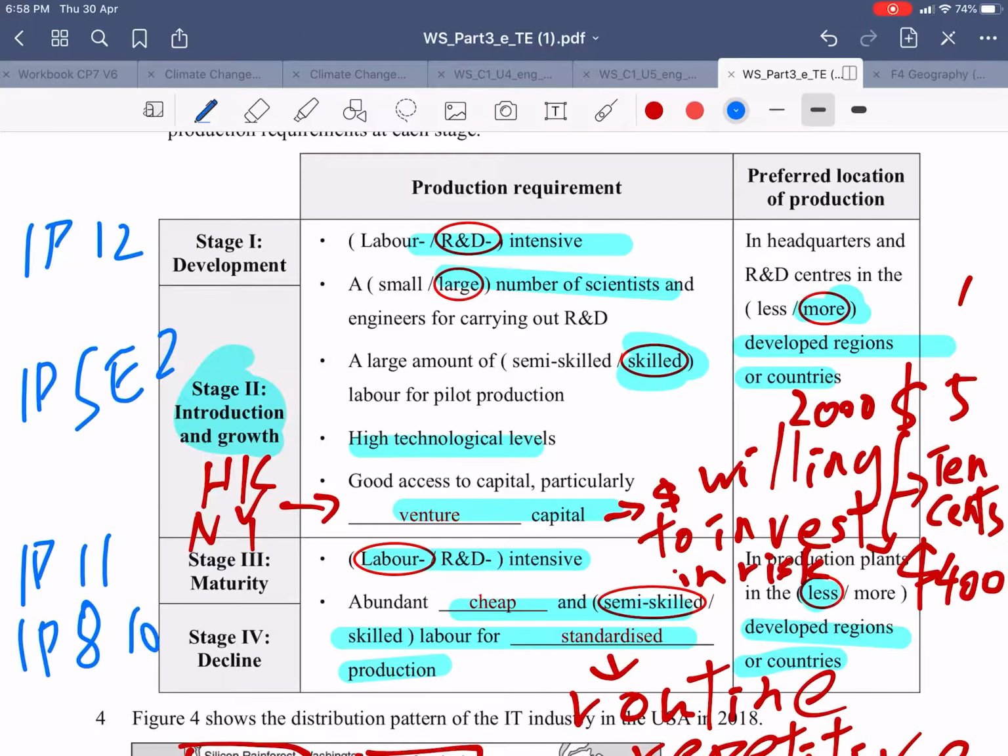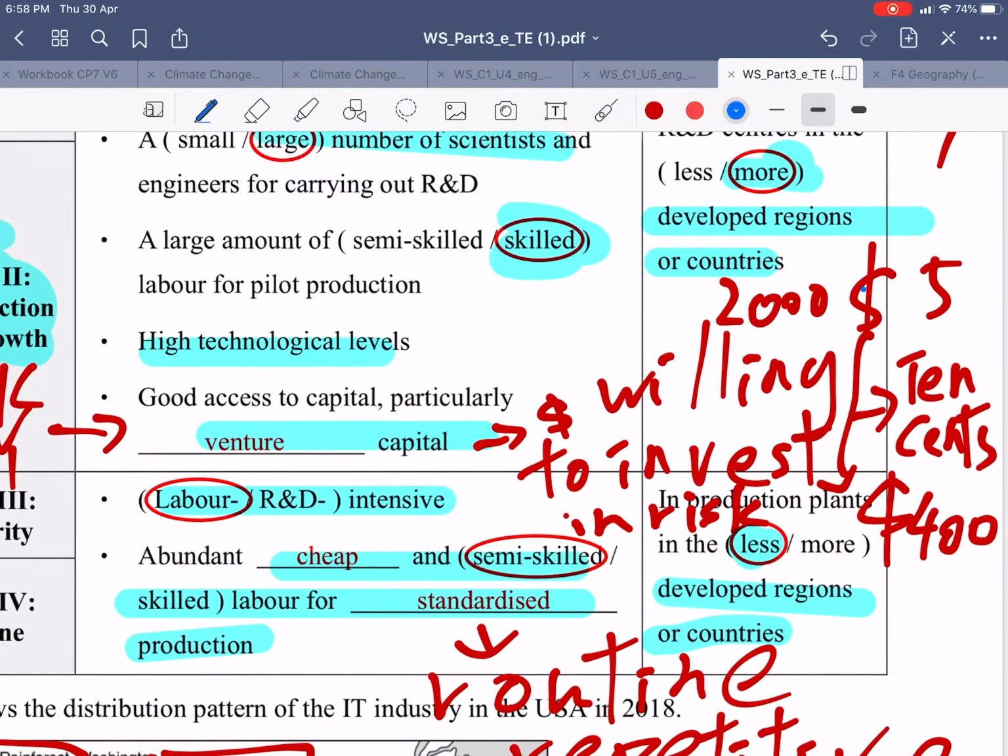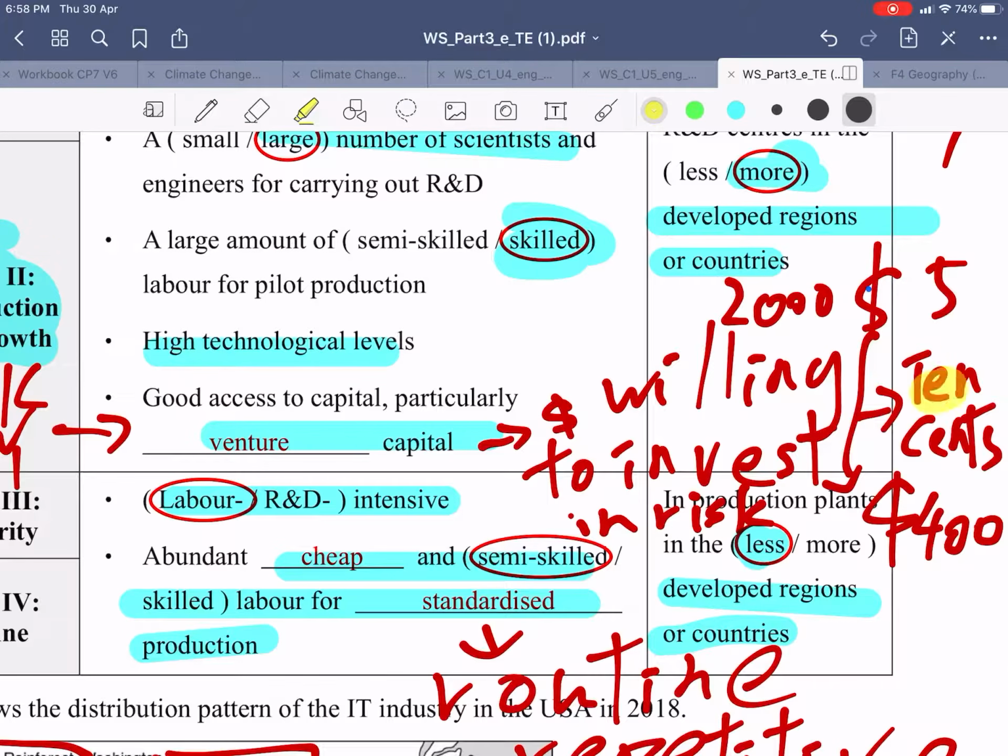What is venture capital? Just like Tencent 騰訊, maybe your mom bought Tencent shares at the very beginning. In 2003 when they were introduced into the market, it was with just several dollars, but nowadays it's already almost $400.